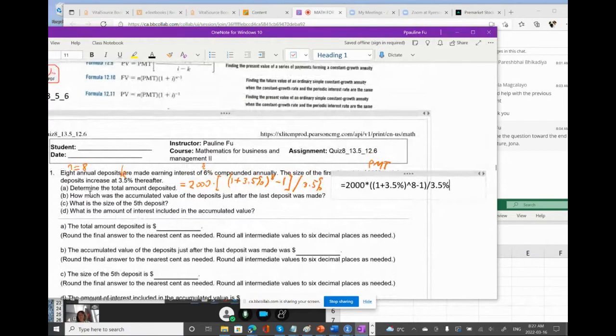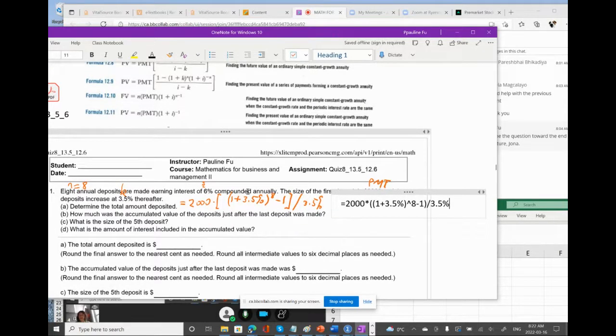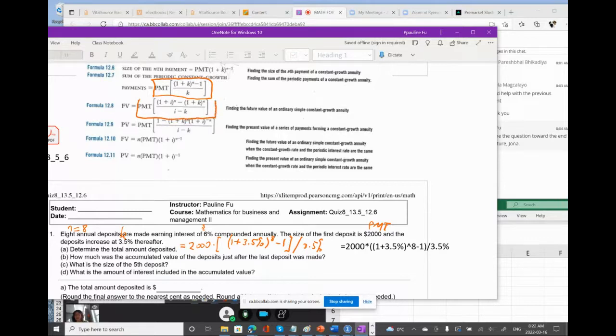Now let's look at question B. How much was the accumulated value of the deposits just after the last deposit was made? Remember, each time you make a deposit, you earn interest. Interest is 6%. To answer this question, you need to use the future value of an ordinary simple constant growth annuity. So you need to use this formula here. Use this formula.